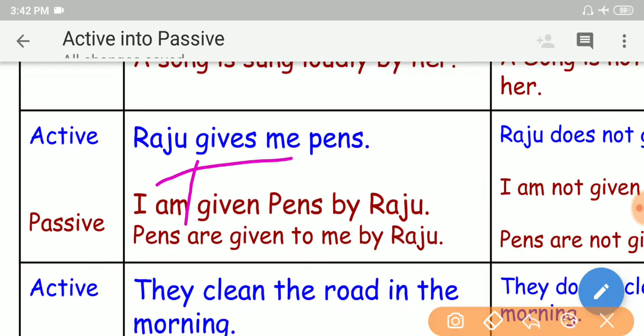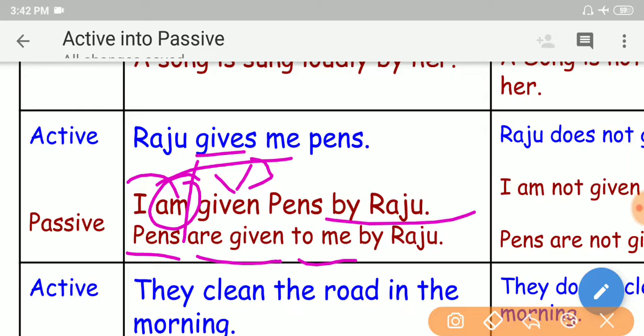Then a helping verb, a to be verb, is used. What are the to be verbs used in simple present tense, especially in passive? Is, am, are. Here am is used because of I, because of the subject. If the subject contains I, we must use am. At the same time the V3 form of gives is given. Again pens remains as it is, by Raju. So like that, the second sentence also: pens are given to me by Raju.